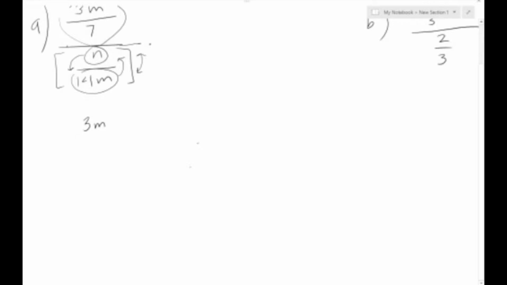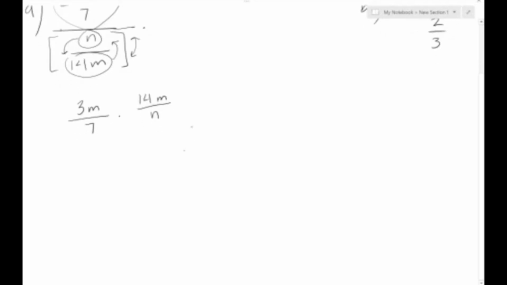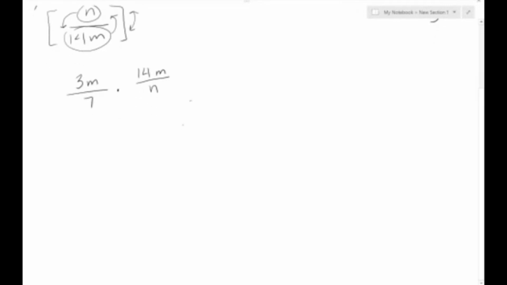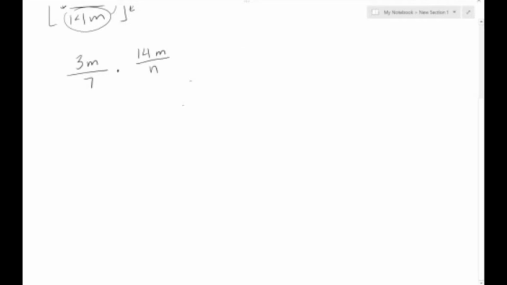So I'm going to leave the numerator the same. I'm not touching the numerator. But I'm going to flip the denominator of the denominator, and I'm going to multiply it by the numerator. So now I have a much easier problem, or it looks a lot better. And now all I have to do is multiply across.